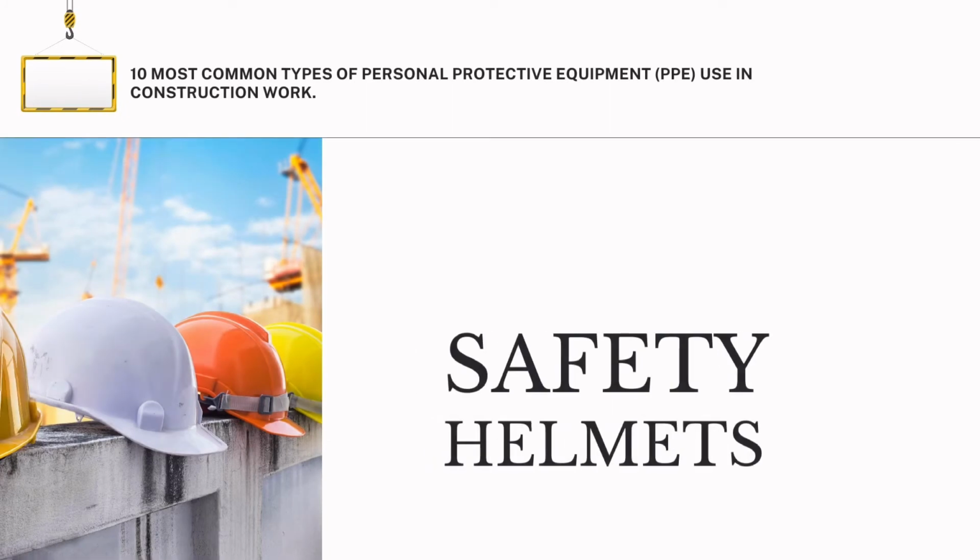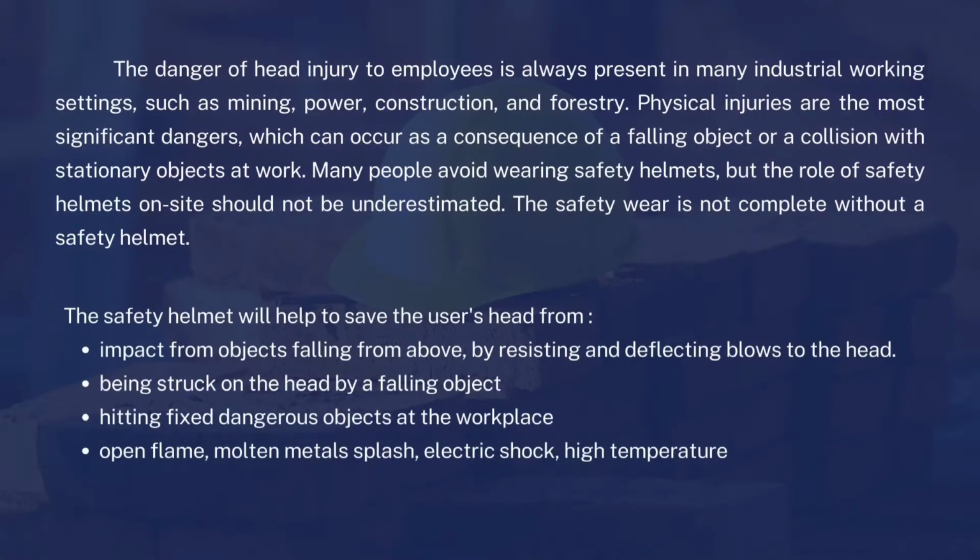For the 10 most common types of personal protective equipment that we use in construction work, firstly is the safety helmet. The danger of head injury to employees is always present in many industrial working settings, such as mining, power, construction, and forestry. Physical injuries are the most significant danger, which can occur as a consequence of a falling object or collision with a stationary object at work. Many people avoid wearing a safety helmet, but the role of the safety helmet on site should not be underestimated.